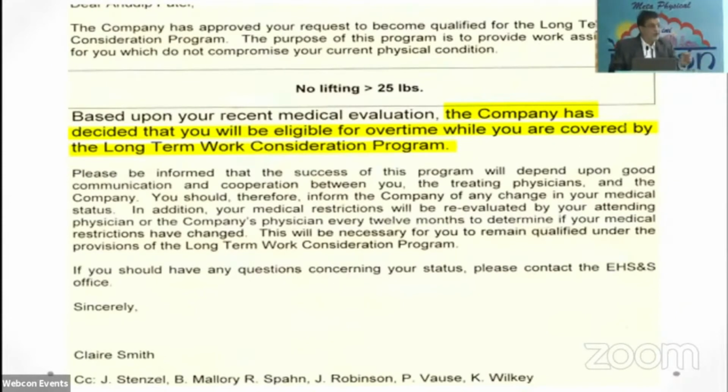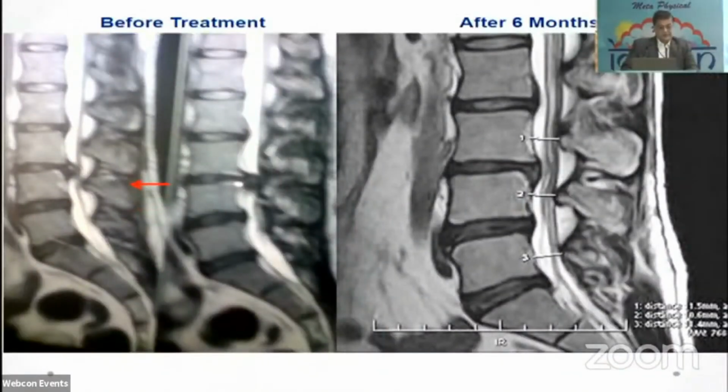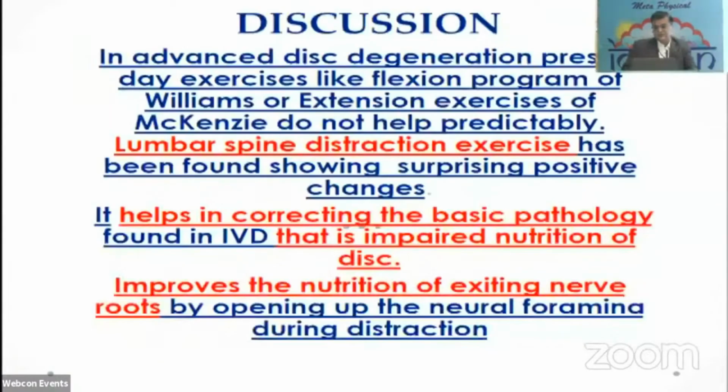He said, instead of my writing to you something, I'll show you what I have been given by my employer, that I was removed from the services. And when I joined WEG, I was allowed to work, not only work, but allowed to lift 25 pounds weight. So the company has decided you will be eligible for overtime while you are covered by the long-term work compensation program. He said there cannot be a better compensation than this because I got my job back. Another patient, you see the same, a badly compressed canal. What you see is real improvement.